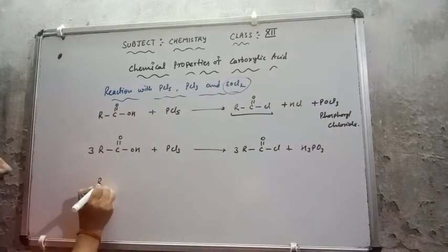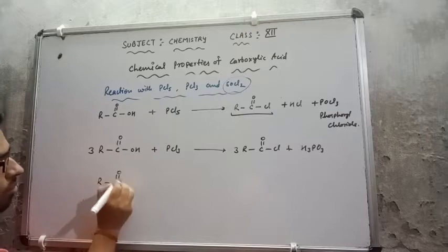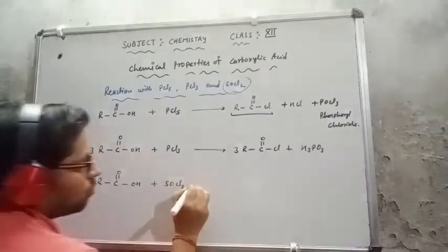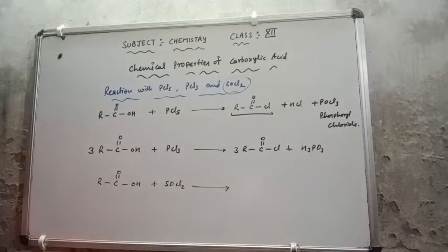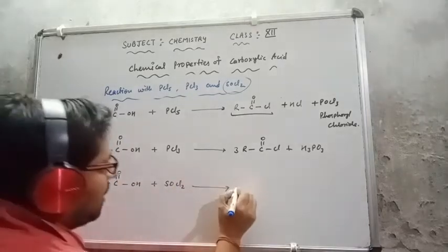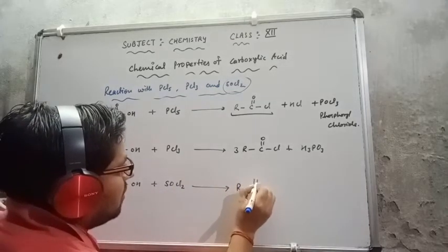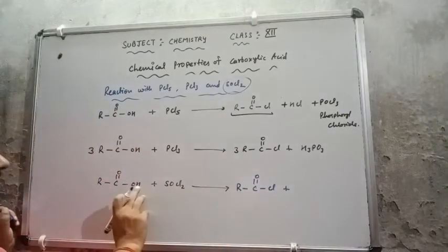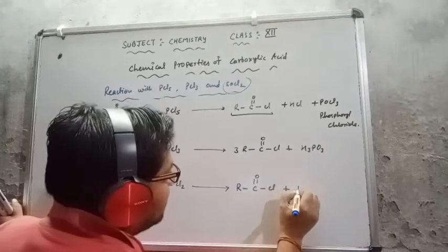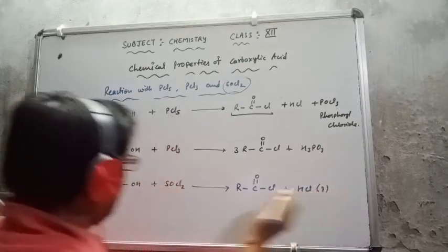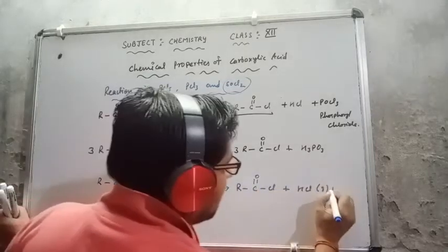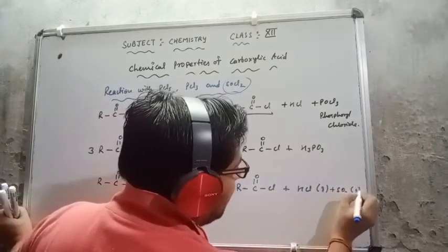After this we are getting the reaction with SOCl2. So this is R single bond C double bond O single bond OH plus SOCl2. Here one OH is replaced by the Cl. So what I am getting is R single bond C double bond O single bond Cl. So one Cl is left to react with H to give us HCl. This will be in the gaseous form, and this SO reacts with this oxygen and gives us SO2. This is also in gaseous form.